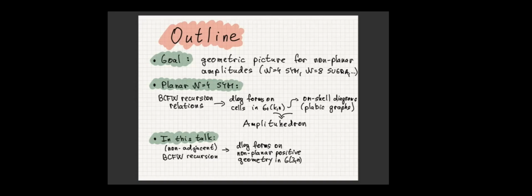And in this talk, we will try to mimic this procedure. We will start with some physics input, which will be non-adjacent shifts and BCFW recursion relations. And we will interpret them as the D-log forms on some non-planar positive geometry working here in G3N. And they will also be related to non-planar on-shell diagrams or non-planar graphs.